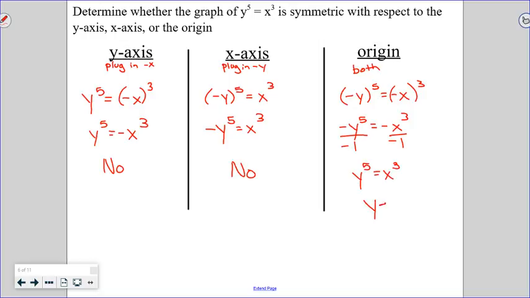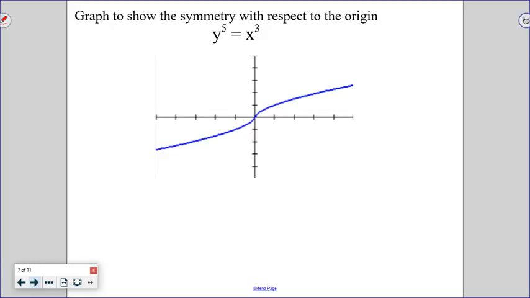Okay? So it is symmetric with respect to the origin, meaning I can spin that in a circle around our origin, and it would match back up with itself. Let's connect this to the picture. Okay, so here is the picture of y to the 5th equals x cubed.